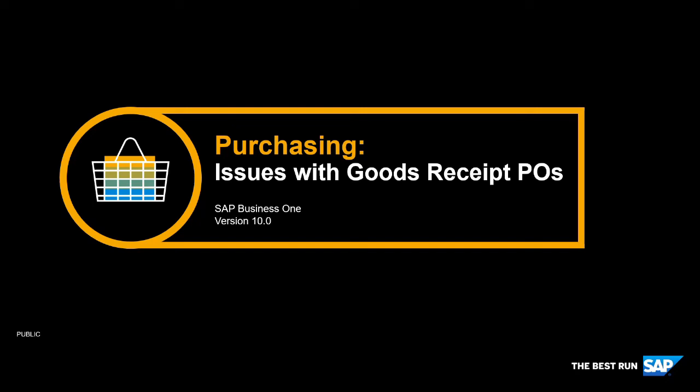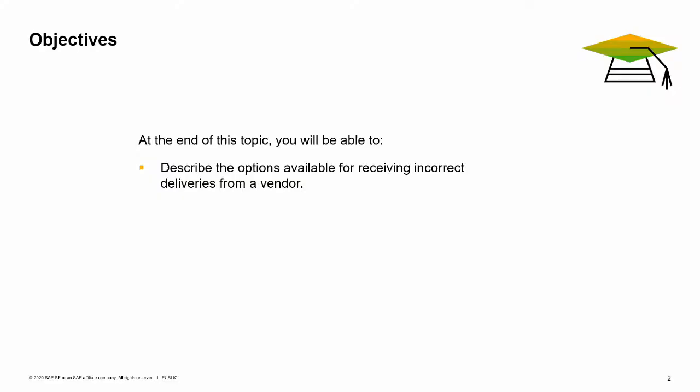Welcome to the course on issues with goods receipt POs. In this topic, we will explore how to receive incorrect shipments from a vendor in a goods receipt PO document.